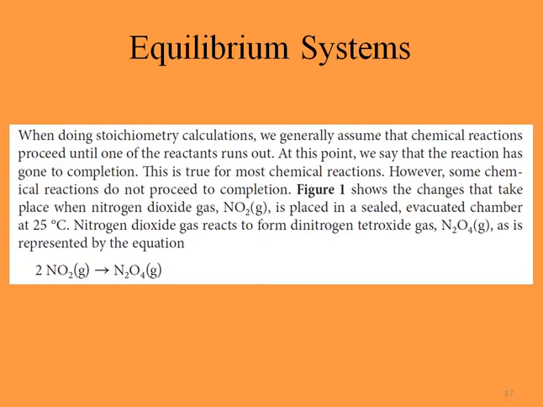When doing stoichiometry calculations, we generally assume that chemical reactions proceed until one of the reactants runs out. So it means that all the reactants are consumed completely and there is no reactant left at the end of the reaction. At this point we say that the reaction has gone to completion. This is true for most chemical reactions.